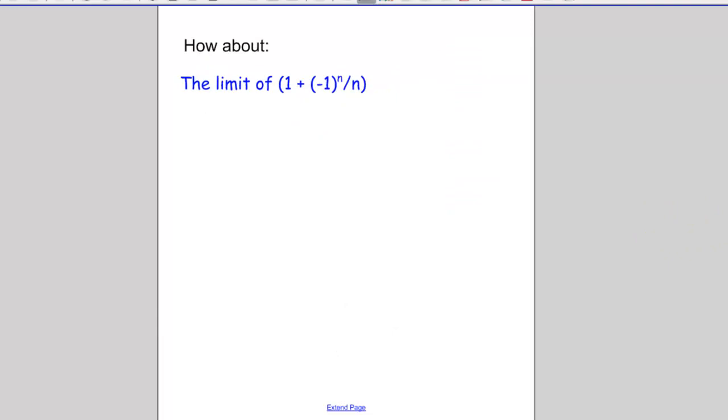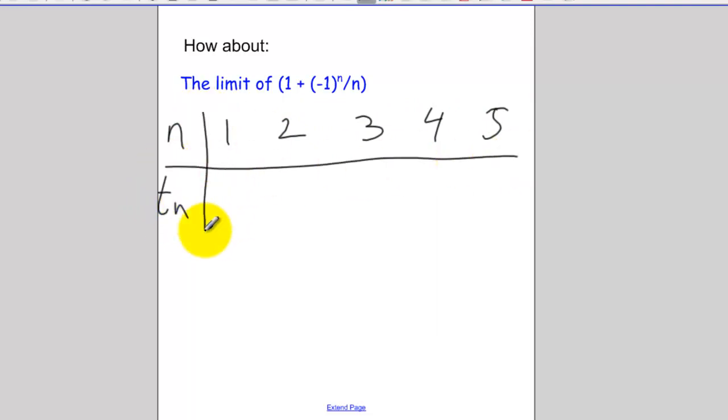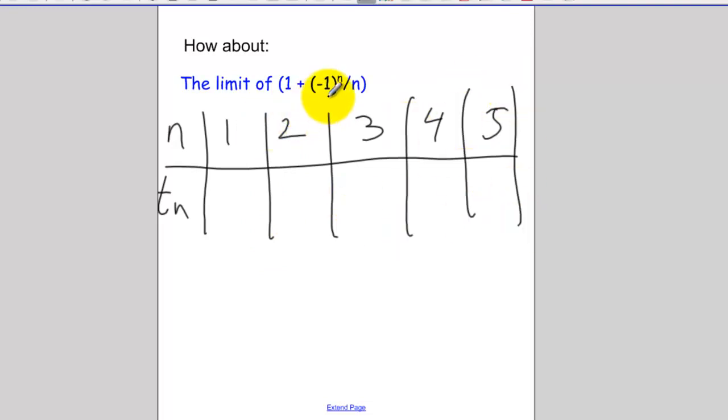Now the limit of 1 plus -1 to the n over n. Let's look at some values of n: 1, 2, 3, 4, 5, and so t sub n, when we put in 1, we'll get -1 to the 1 over 1, so you just get 0. When you put in 2, though, you get 1 1/2. I'm sorry, this is 1 1/2. And then when you put in 3, you're going to get 2/3. And then when you put in 4, you're going to get 1 1/4. And then when you put in 5, you get 4/5.